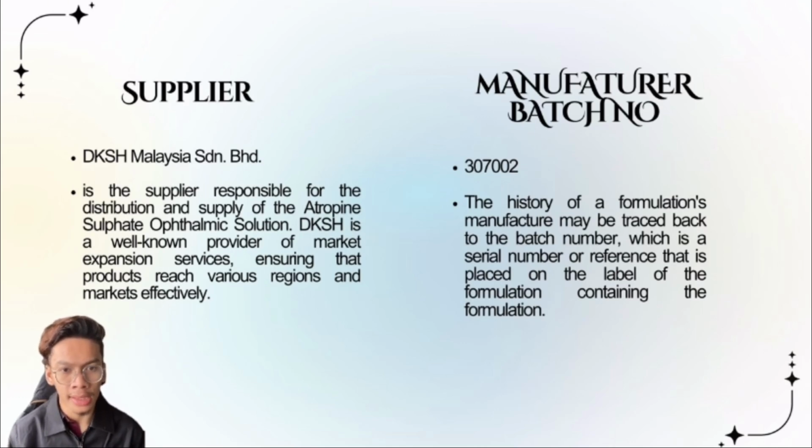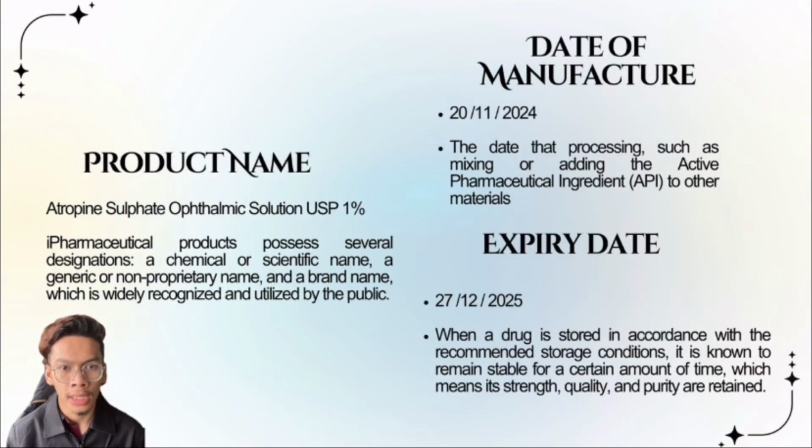The batch number 307002 is assigned to this specific production of the Atropine eye drop. This number is a critical reference that enables the tracing of the manufacturing history, ensuring transparency and quality assurance throughout the product life cycle. Next, product name.